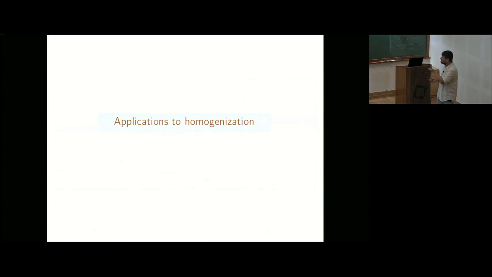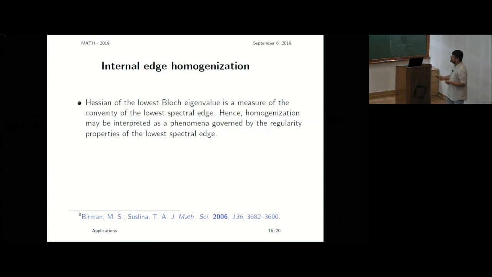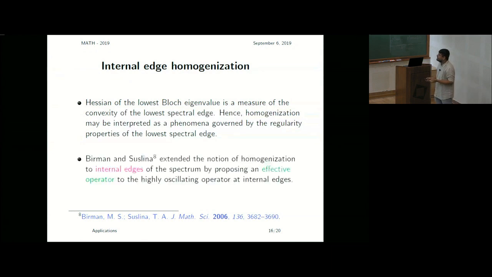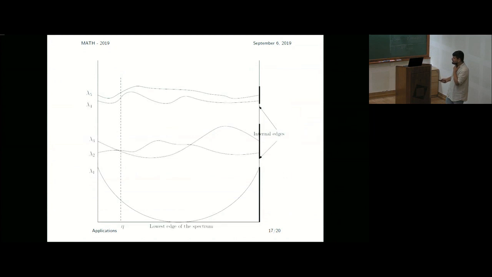So one application I'd like to mention, if I have a minute. What we saw was that in the Bloch wave method of homogenization, the Hessian of the lowest Bloch eigenvalue determines the homogenized tensor, and therefore the properties of the lowest Bloch eigenvalue were important for homogenization. And looking at this idea, Birman and Suslina in St. Petersburg extended the notion of homogenization to internal edges of the spectrum. As you can see, this is the lowest edge of the spectrum.